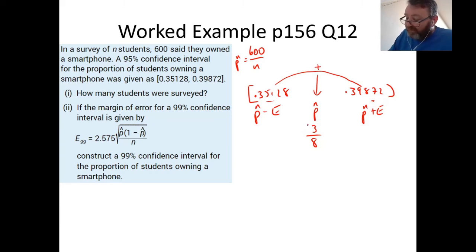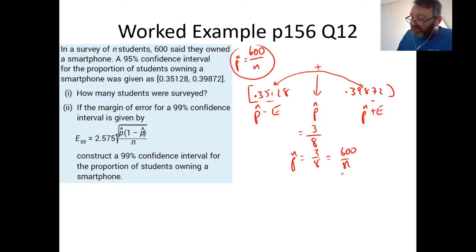Okay, so p hat is slap bang in the middle, which means I add these two values together, divided by 2, to get 3 over 8. Now what does that mean? That is p hat. P hat equals 3 over 8. But we also said up here, from the information that I was given, that p hat is 600 over n. So what does that mean?